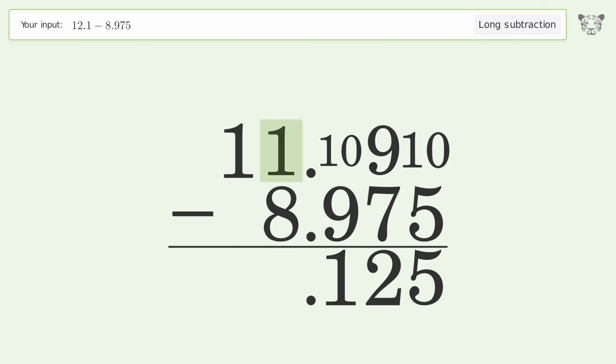Because the upper digit, 1, in the ones column is too small to get a positive difference, borrow 1 from the digit, 1, in the next number place which becomes 0, and get 11. 11 minus 8 equals 3.